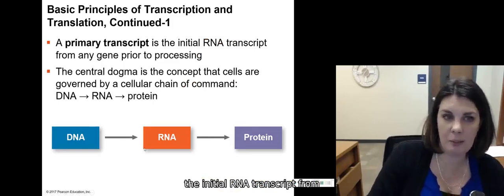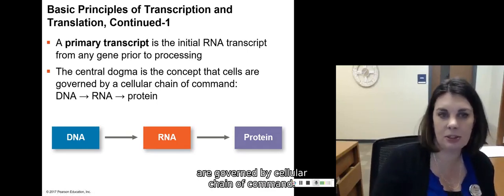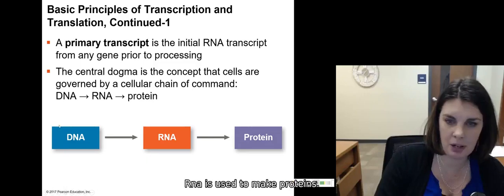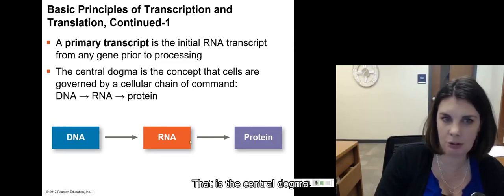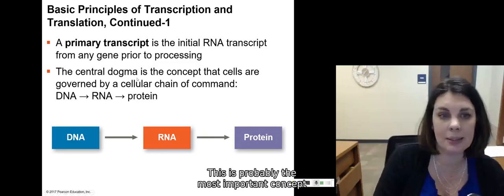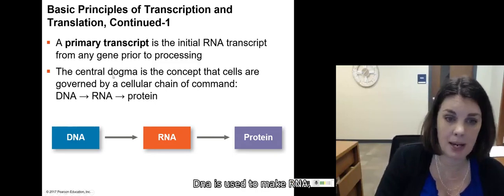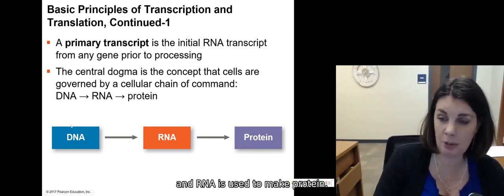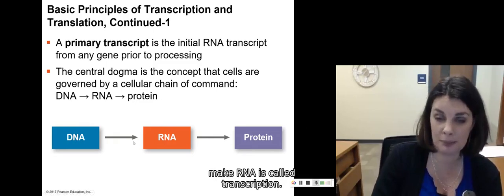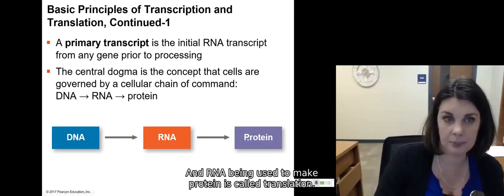Okay, the primary transcript is the initial RNA transcript from any gene prior to processing. The central dogma is a concept that cells are governed by a cellular chain of command. DNA is used to make RNA. RNA is used to make proteins. That is the central dogma. I think we've been talking about this from chapter 1. We started with this, and now we're going to end with this. This is probably the most important concept we've talked about in class. DNA is used to make RNA, and RNA is used to make protein. This process of DNA being used to make RNA is called transcription, and RNA being used to make protein is called translation.